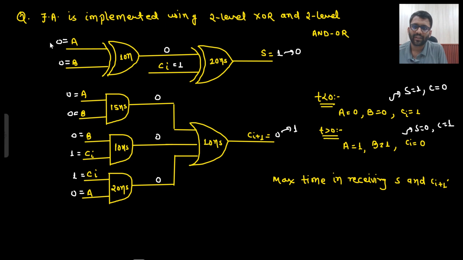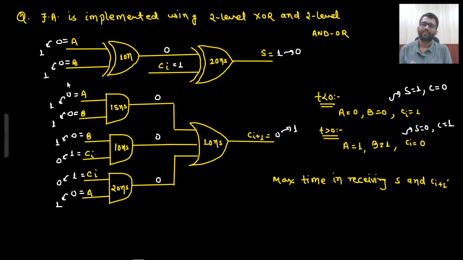Now A has become 1 and B has become 1. These guys have changed at t equals to 0 only. These guys changed at, and C has become 0. So 1 XOR 1, this will become again 0 only. This will again become 0 only. So this is going from 0 to 0. This has become 1 to 0. So this is going from 0 to 0.